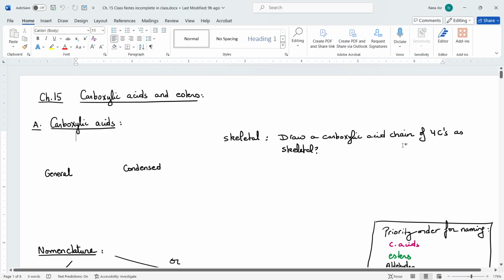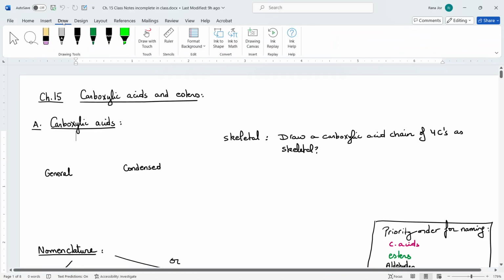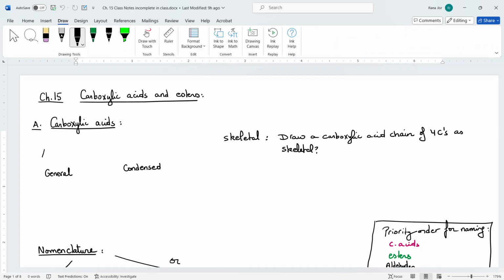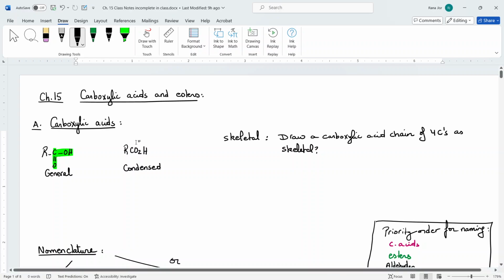In this chapter, we'll go over carboxylic acids and esters. So the general formula of the carboxylic acids is an R, C double bond O, and an OH. So if you're looking at the carboxylic acid functional group, that is the carbonyl that is connected to the OH. This is what makes the acid. If I want to condense it, then that is going to be an RCO2H. Okay, you can also write it as an RCOOH.